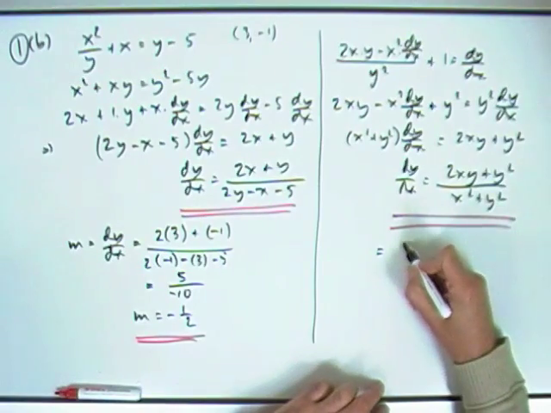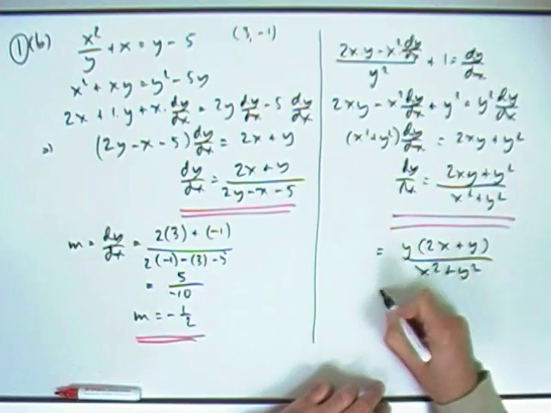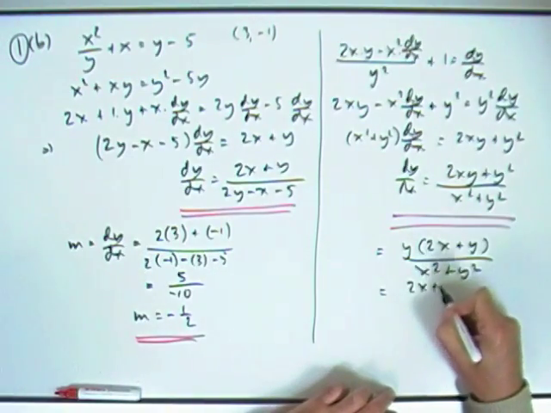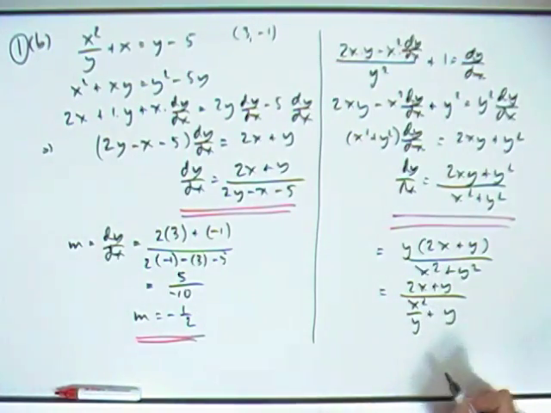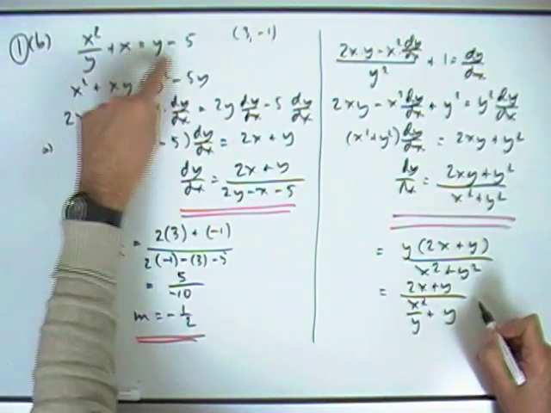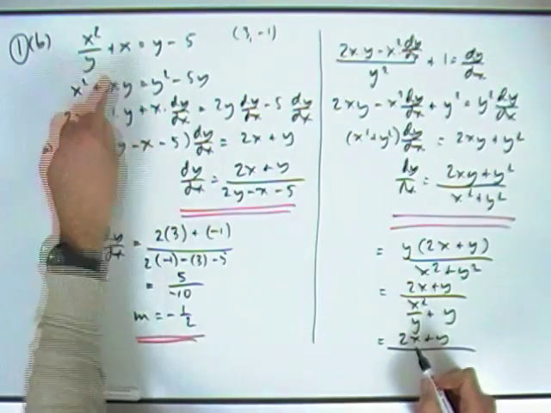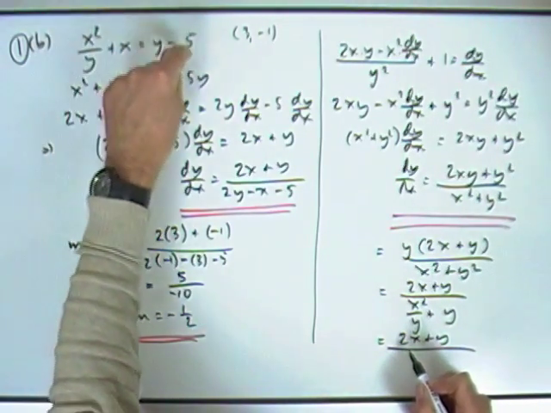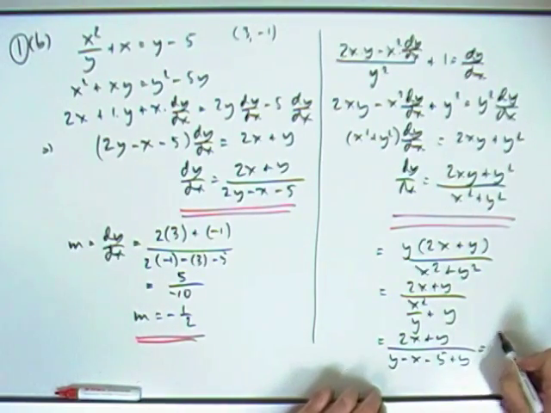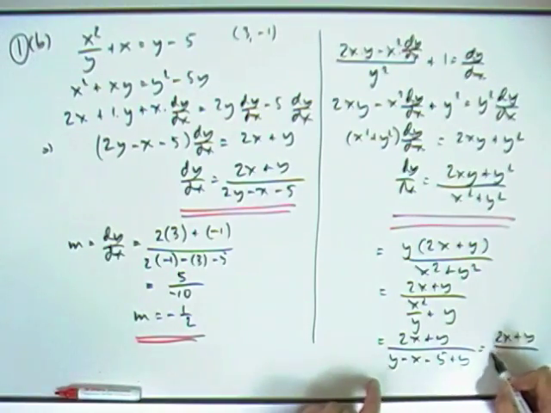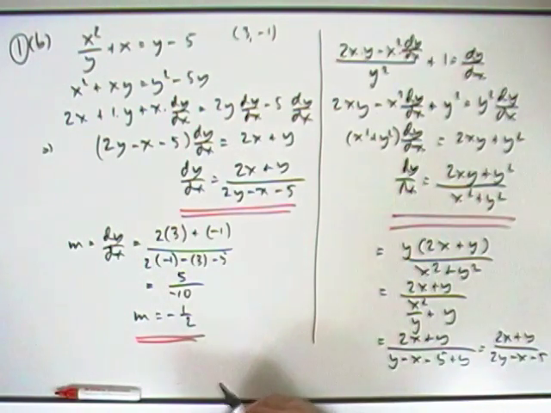Well, you take the y out of that. If you take the y out of that, you've got 2x plus y over x squared plus y squared. Now there, I've got the top. So I've got 2x plus y, divide everything by y, over x squared over y plus y. X squared over y can be written as this. 2x plus y, it's getting tight now. X squared over y is y minus x minus 5. Y minus x minus 5 plus another y. So I've got 2x plus y over 2y minus x minus 5. Same expression. Right, that was question 1.